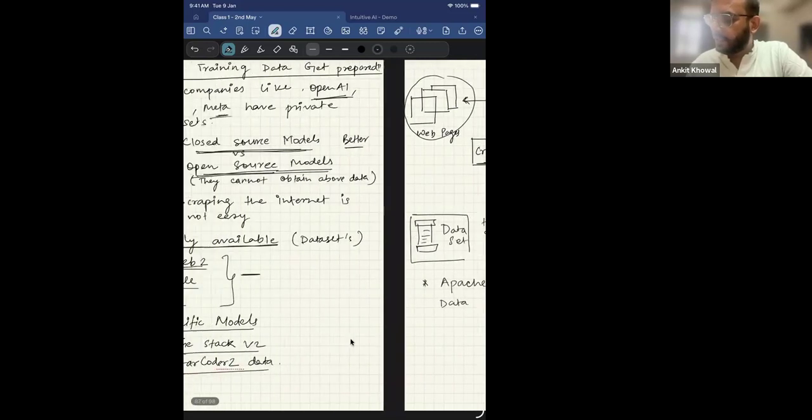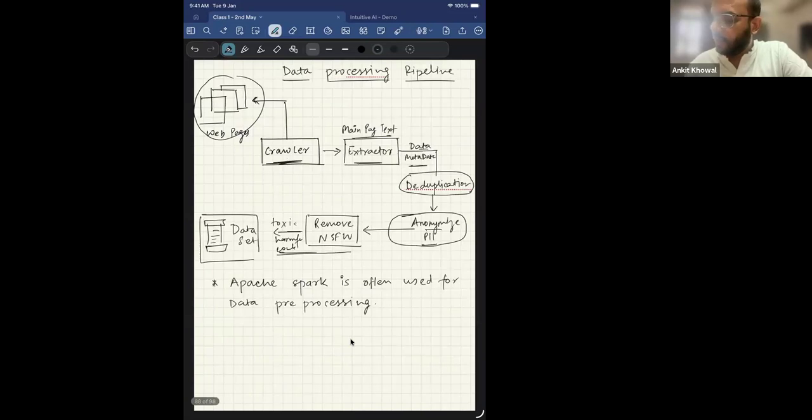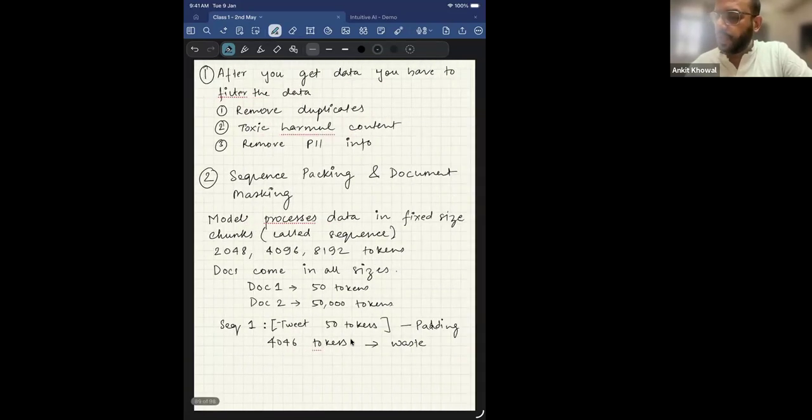The final data set looks something like the ones that I mentioned over here. To create all these pipelines, Apache Spark is often used for this data pre-processing. So, like I said, after you get the data, we have to remove the duplicates, we have to remove toxic or harmful content, and we have to remove the PII info. So till this point, it is clear, right?